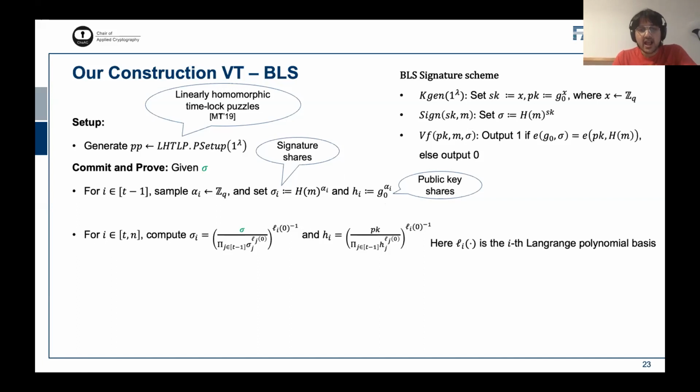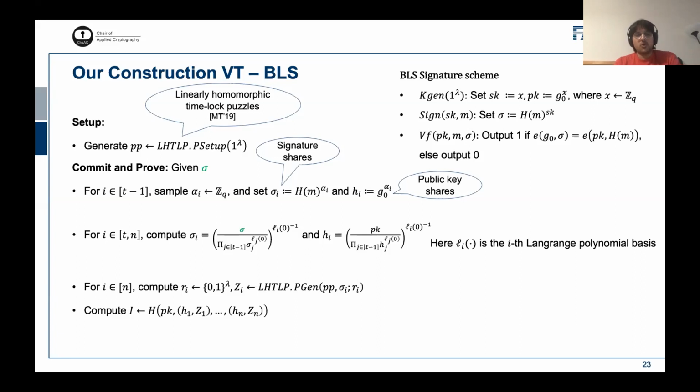Here these LIs are the Lagrange polynomial basis. So what we are essentially doing is breaking open the Shamir secret sharing reconstruction algorithm to set these signature shares. Then we run the puzzle generation of the linearly homomorphic time lock puzzles on each of these signature shares sigma I, choosing random coins Ri for each of them. So these puzzles are generated.